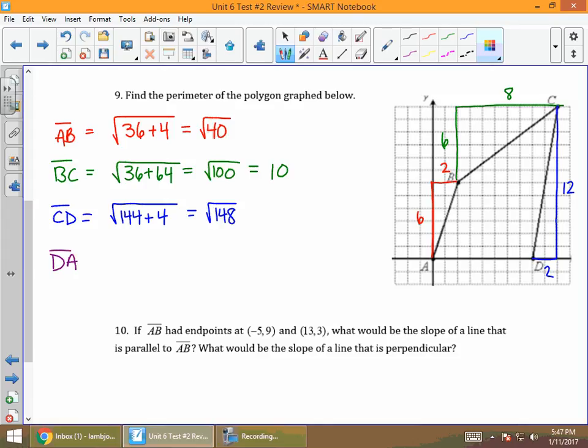And this one's easy because it's horizontal. So I just count. 1, 2, 3, 4, 5, 6, 7. This is 8. So this distance here is 8.